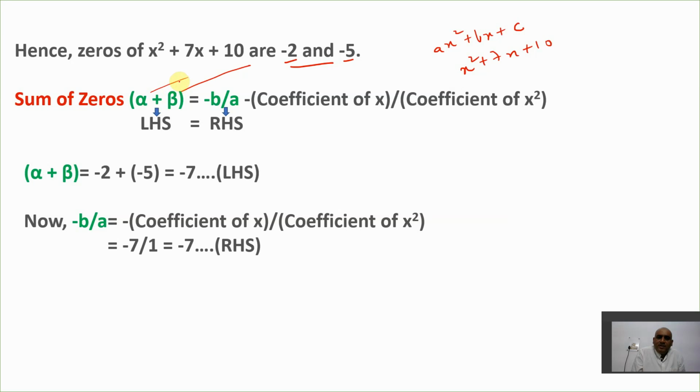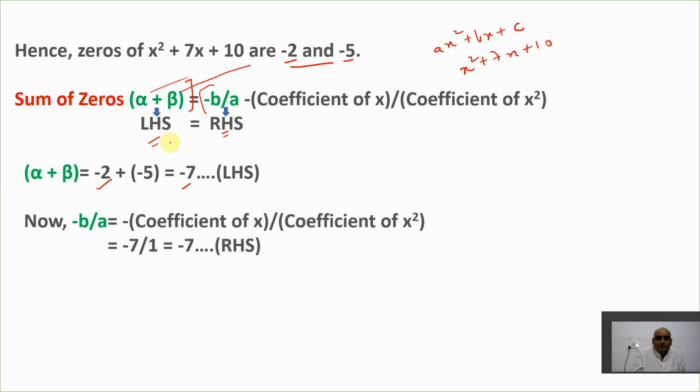How do we verify the relationship? Sum of zeros is equal to the coefficient of this. So take this as LHS and take this side as RHS. LHS must be equal to RHS in order to establish that relationship. So we'll check it out here. We get the values of alpha and beta as -2 and -5. When you add -2 plus -5, it becomes what? -7. This is the LHS I have established.